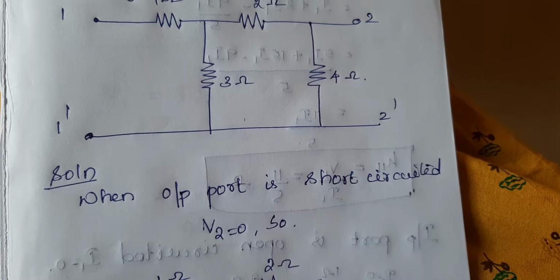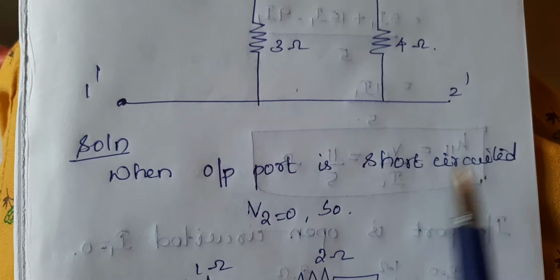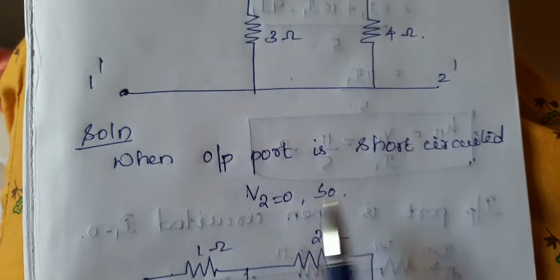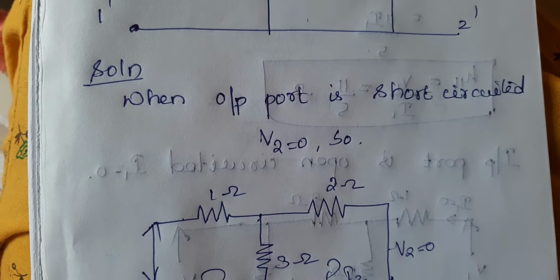Now, in hybrid parameters, the two conditions are: one is output port short circuited, the other is input port open circuited. Output port short circuited means V2 equal to 0. Input port open circuited means I1 equal to 0.